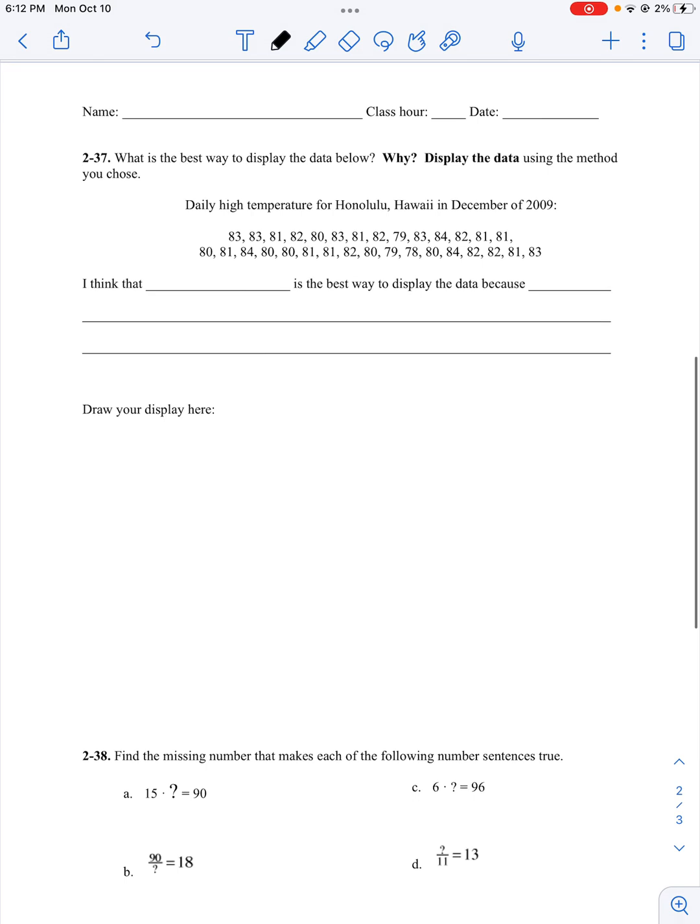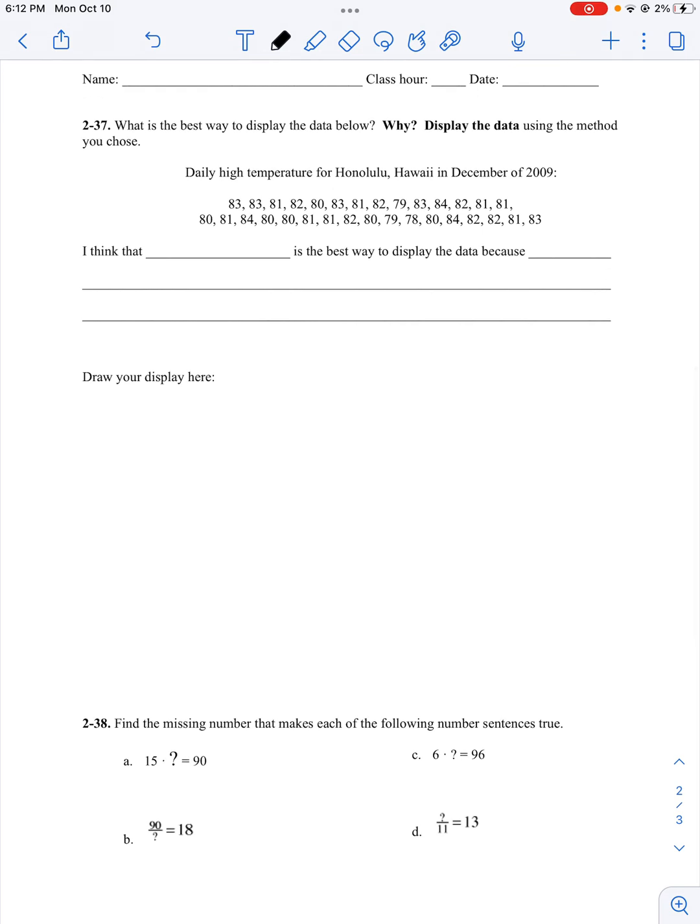Okay. Problem number 37. What is the best way to display the data below? Why? Display the data using the method you choose. So this is the daily high temperatures for Honolulu, Hawaii in December of 2009. Okay, and there's 83, 83, 81, 82, 80, 83, 81, 82, etc.